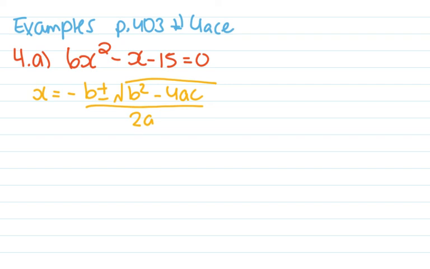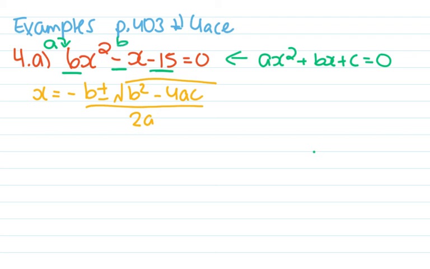Now, in this equation here, I need to identify what numbers represent a, b, and c. So ax squared plus bx plus c equals 0. So that would be standard form. So that means in this case a is 6, b is negative 1, because it just says negative, and c is negative 15. Now in the quadratic formula, I'm going to plug those values in where they belong.